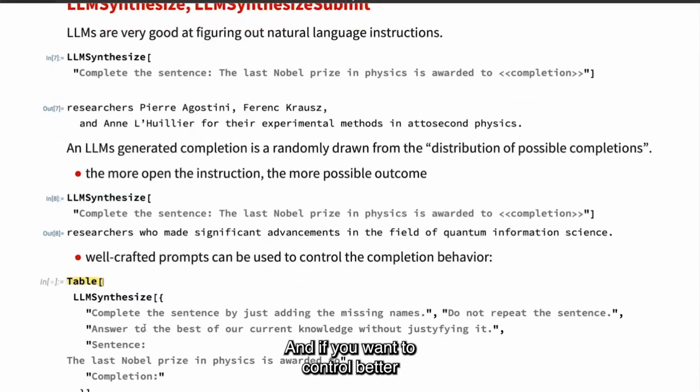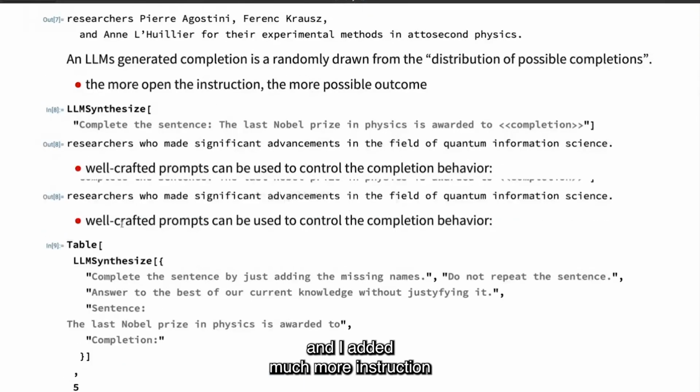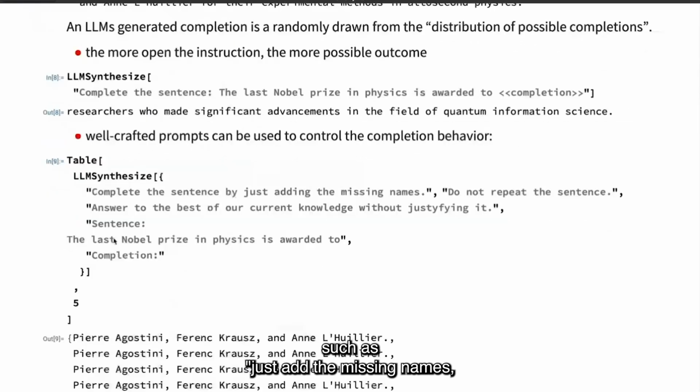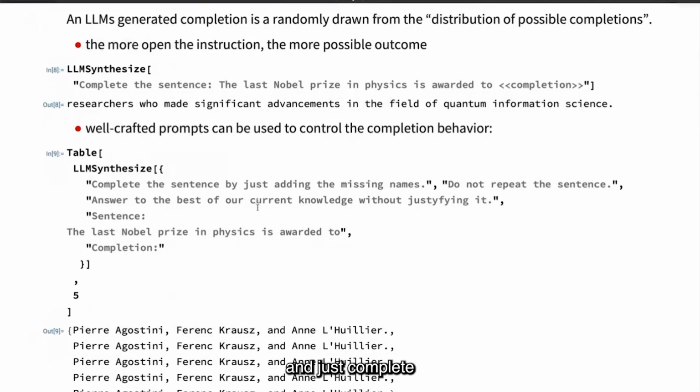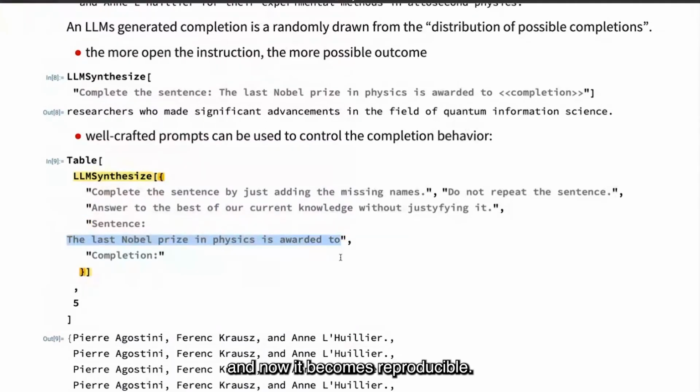And if you want to better control the return value, you may want to craft the prompt in order to corner the LLM in the space you want it to answer. So there is a table, and I added much more instruction to get the answer, such as just add the missing names, do not repeat sentences, answer to the best of your current knowledge, do not put explanation, and just complete the last Nobel Prize in physics is awarded to, and now it becomes reproducible. Again, those are pure strings.